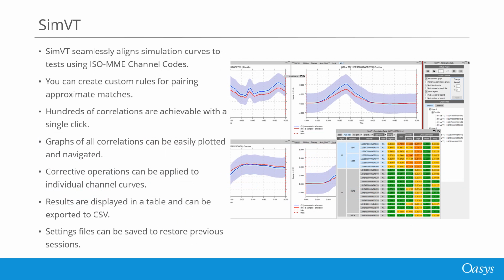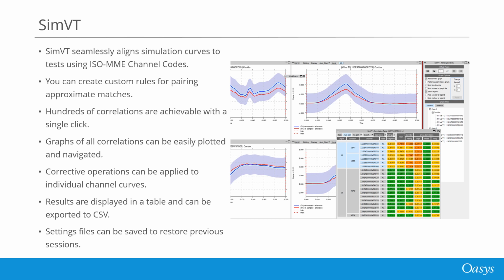SimVT seamlessly aligns simulation curves to test using ISO-MME channel codes. You can create custom rules for pairing approximate matches. This may be required if test data channels have been labeled using a different naming convention. The tool makes it easy to perform many correlations for multiple data sources at once, and the corridor and cross-correlation graphs can be plotted and navigated with ease.